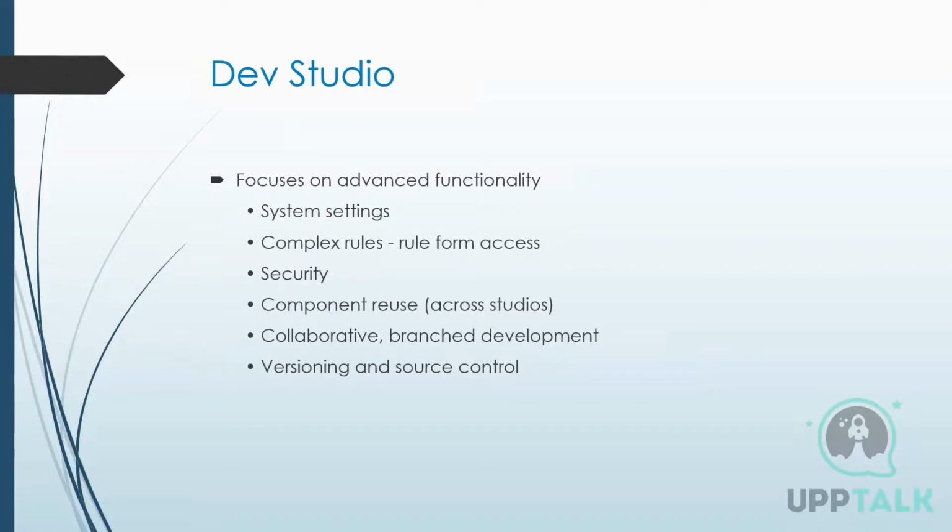And like we know, the Dev Studio focuses on the complex and advanced functionality, where you deal with the complex rule forms. On the App Studio, you can only implement an SLA when you can apply it, but in order to work on the rule, you have to come back to the Dev Studio. Things like your skin rules are specific to the Dev Studio. Like I said, branched development, versioning, source control, all these are part of the Dev Studio.